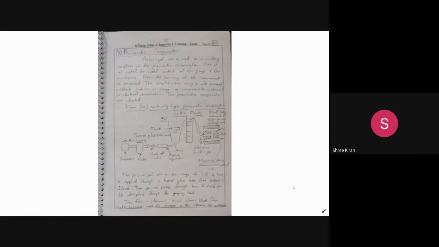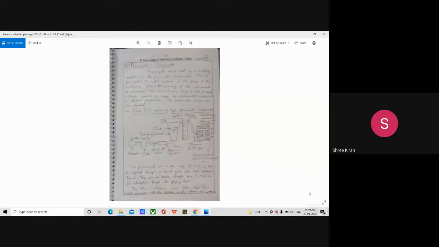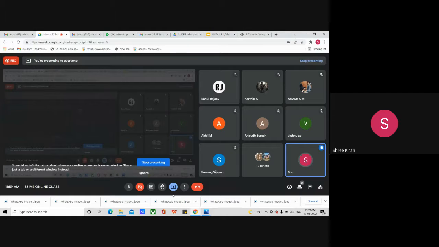Now, just look at the figure and see what all the components are which are present in the flow or velocity type pneumatic comparator. Note down the heading and look at the major parts, such as the compressor and filter, found in the pneumatic comparator.